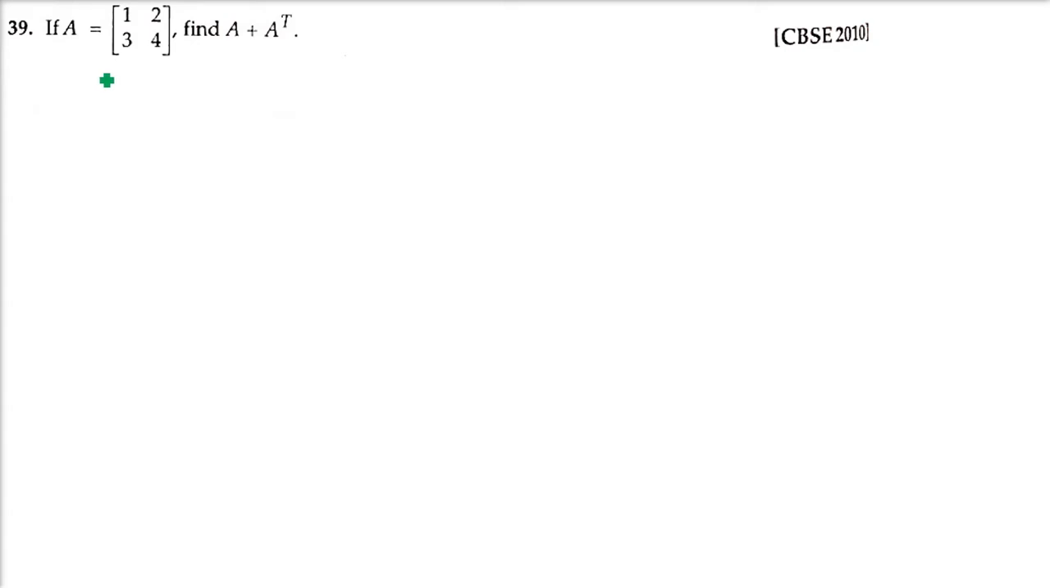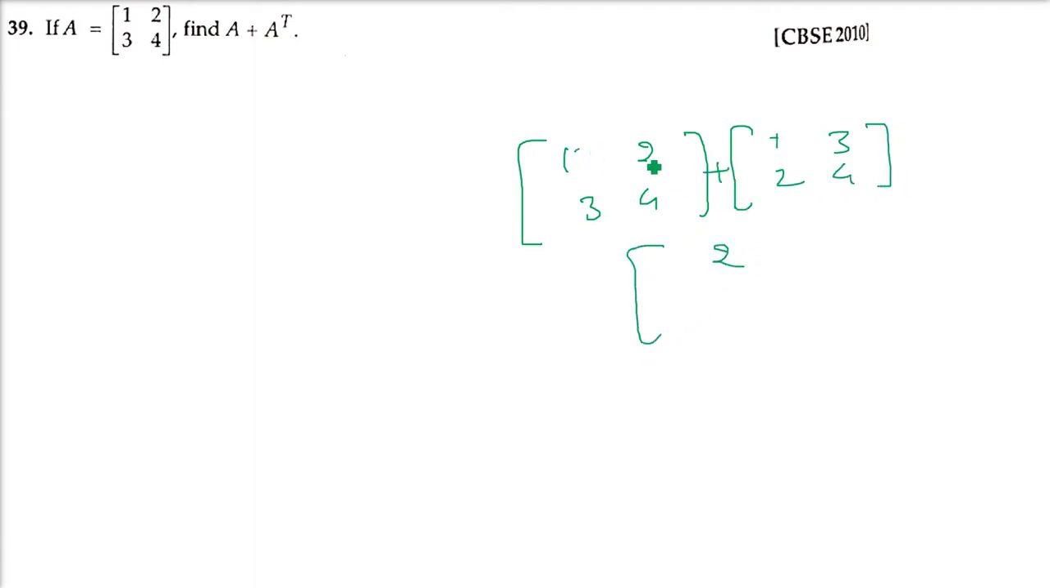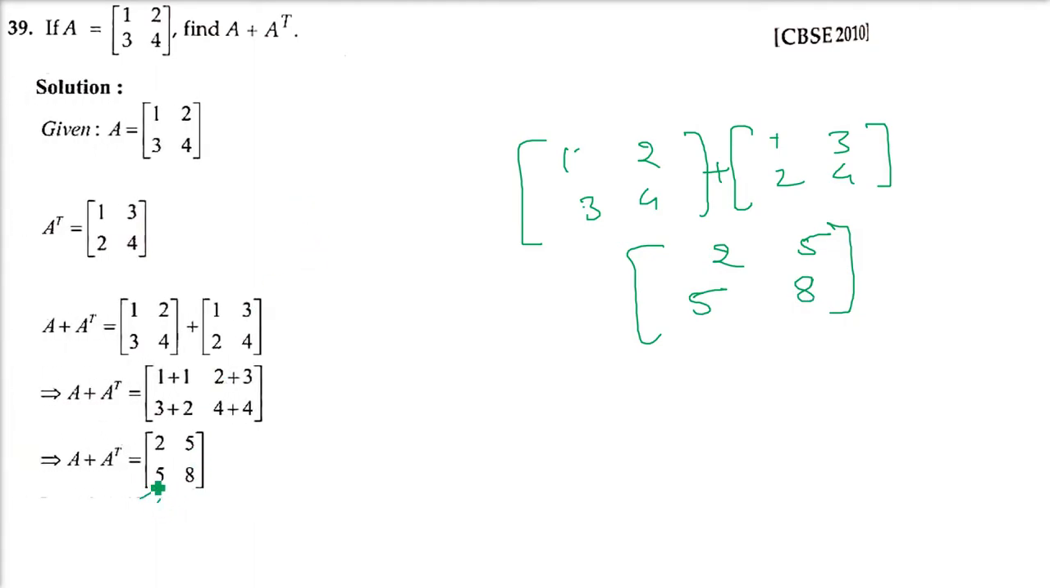A is this. A plus A transpose. So this is 1, 2, 3, 4. Now we'll make the rows as columns. 1, 2 will be the column. 3, 4 will again be the column. And then we just add them. 1 plus 1 is 2. 2 plus 3 is 5. 3 plus 2 is 5. 4 plus 4 is 8. Okay. So this is CBSE 2010. And this kind of question comes in 1 or 2 marks. Not more than that.